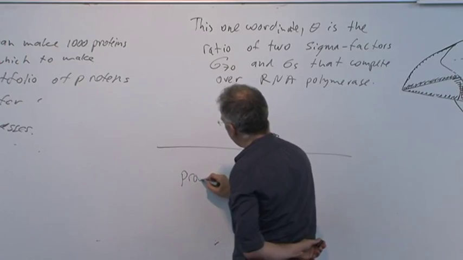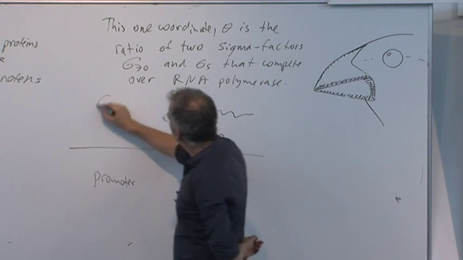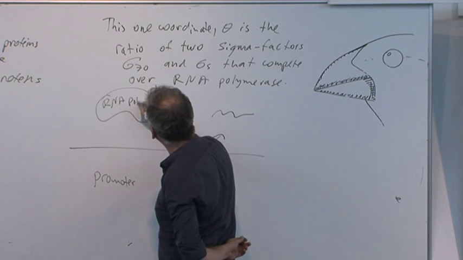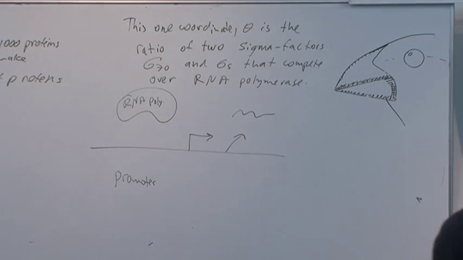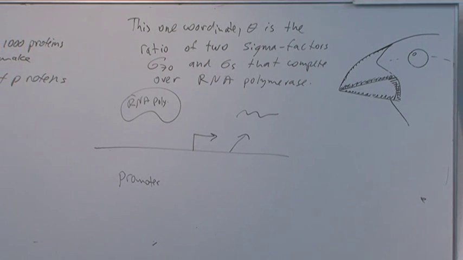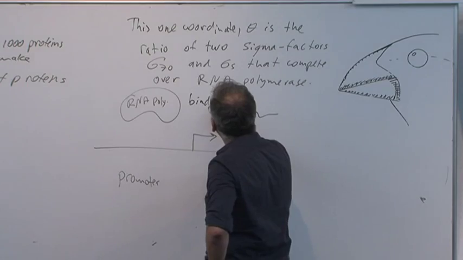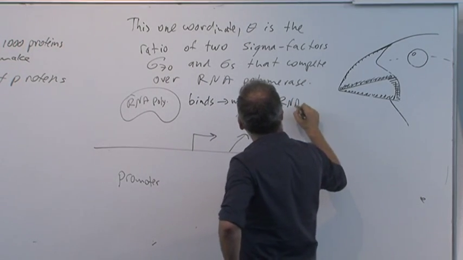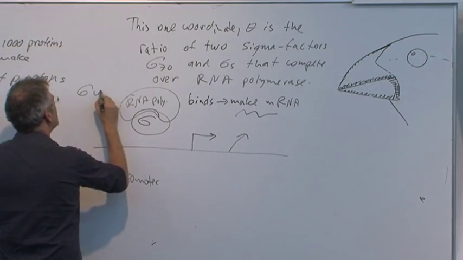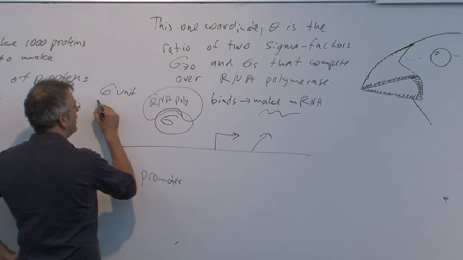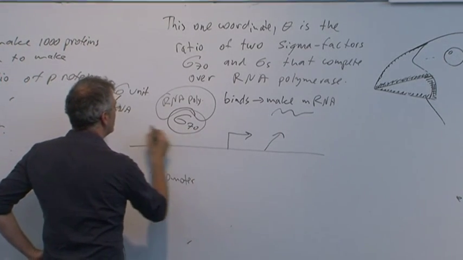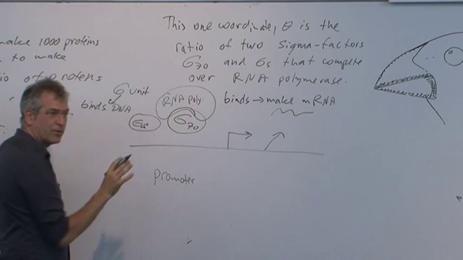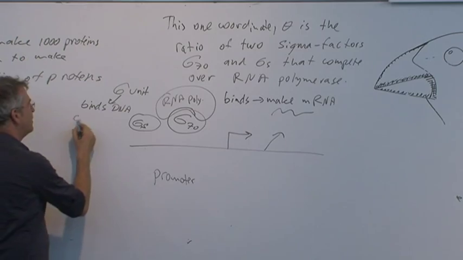This is the promoter of a gene. In order to make RNA, this big protein complex called RNA polymerase needs to bind and makes the RNA. And when we talk about transcription factors, their job is just to increase or decrease the probability of this binding and initiation. That's how transcription factors work. So RNA polymerase binds, and it makes the RNA. Now, in order to bind the DNA, the sigma subunit of RNA polymerase is the one that actually binds the DNA. And there are two sigma factors, sigma 70 and sigma S, two different sigma factors that compete over the same RNA polymerase. They compete.